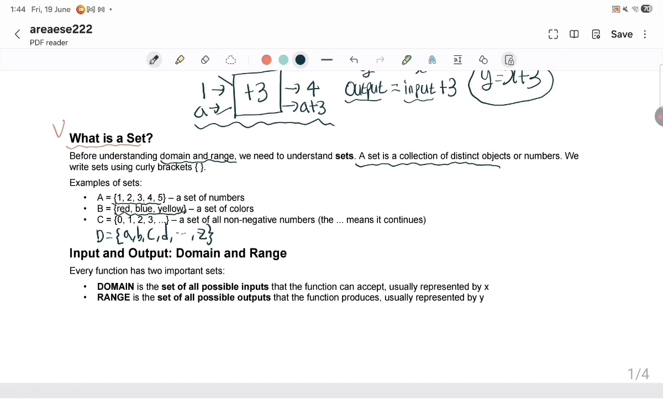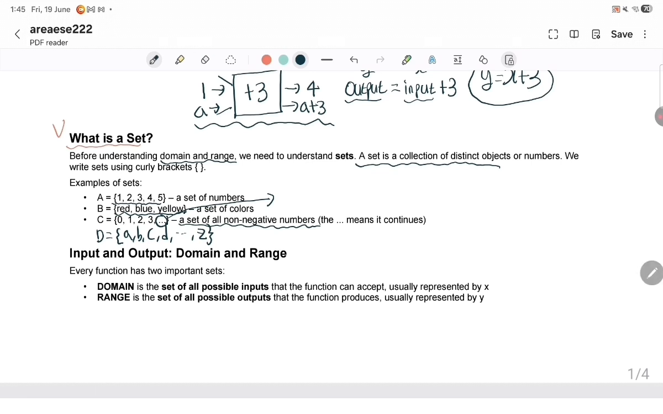But for now, since we are learning mathematics, we are gonna focus only on numbers, a set of numbers here, like a set of all non-negative numbers. And then you can see this dot dot dot here. That basically means it continues. You can't write all the numbers in one set. So in this case, there are an infinite number of numbers in this set. We can't count the number.